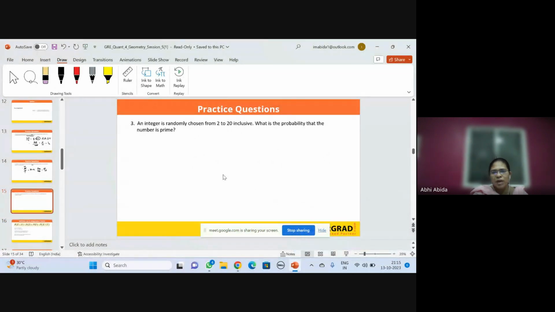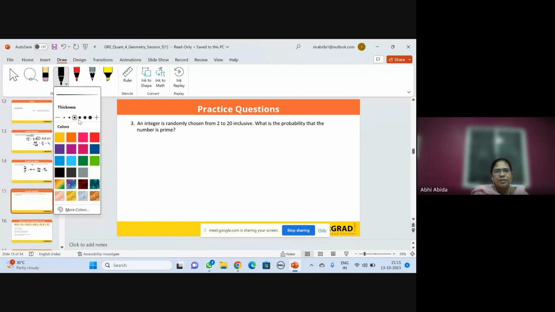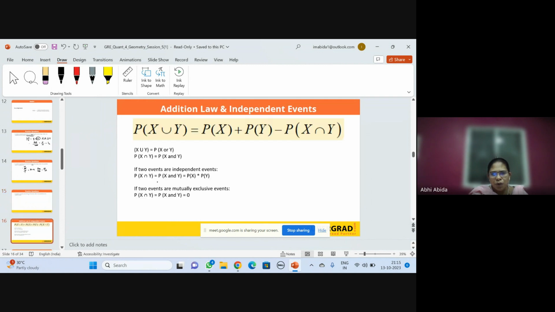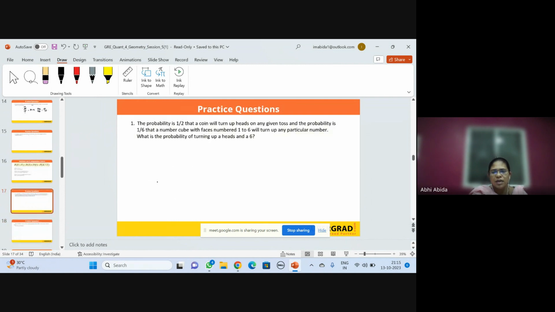I know I am moving a little faster because we have less time and many things to discuss. Okay. Right. An integer is randomly chosen from 2 to 20 inclusive. What is the probability that the number is prime? The same stuff, right? You have to look at the prime numbers from 2 to 20. All these you can do. We'll move to the important stuff here, the set theory concept.